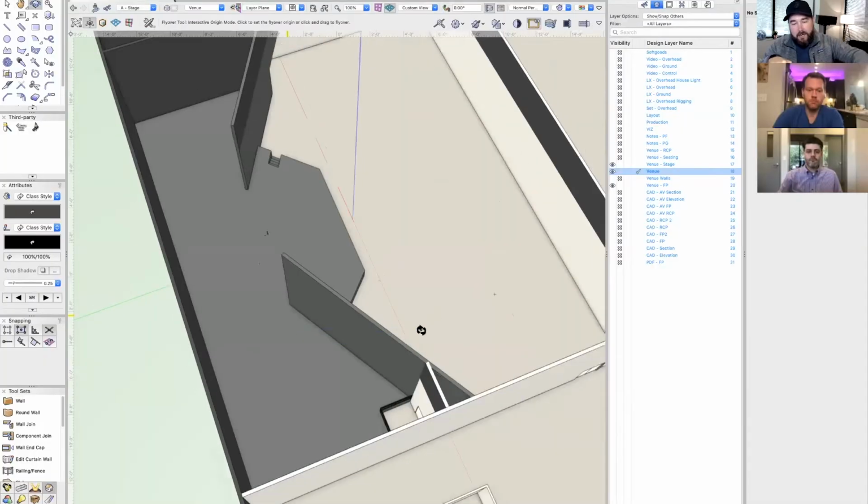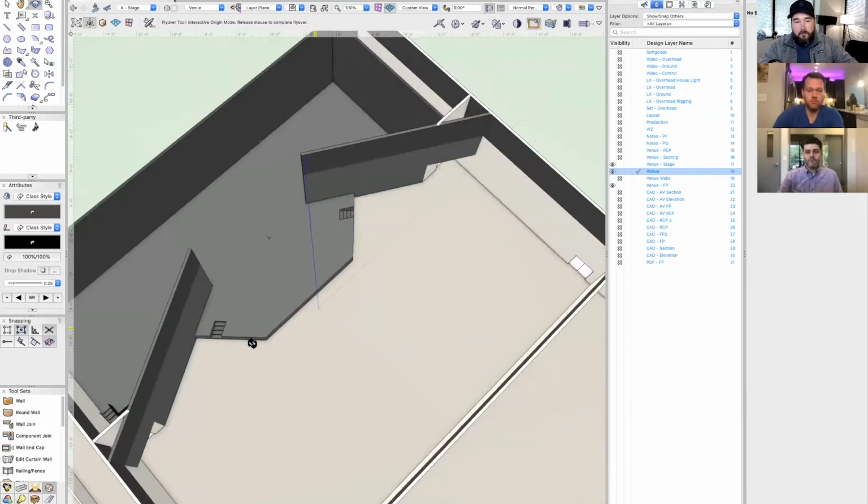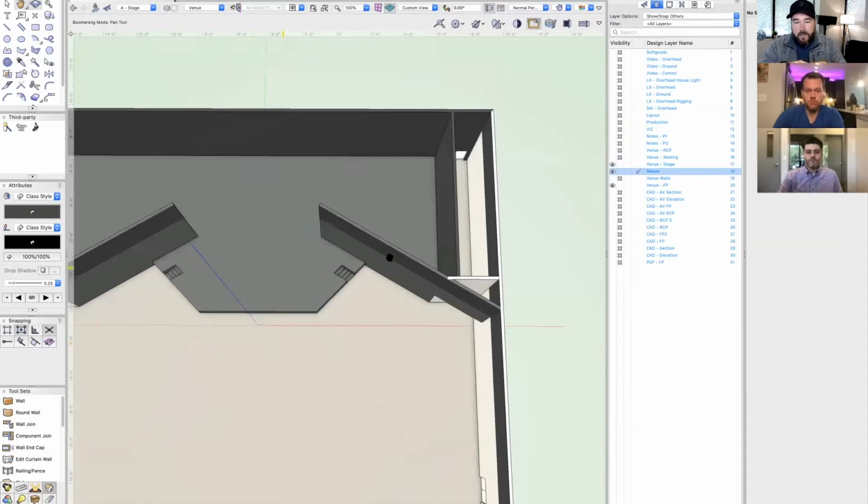So all that space and everything that they had accounted for back there, it's not like that went away. We just moved it up to the stage level so that it makes a little bit more sense when you're accessing the stage and that kind of thing.